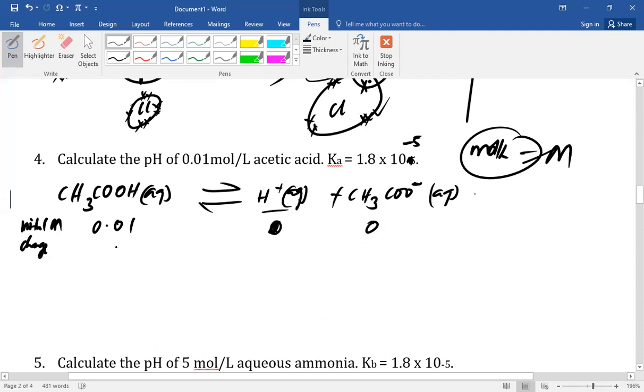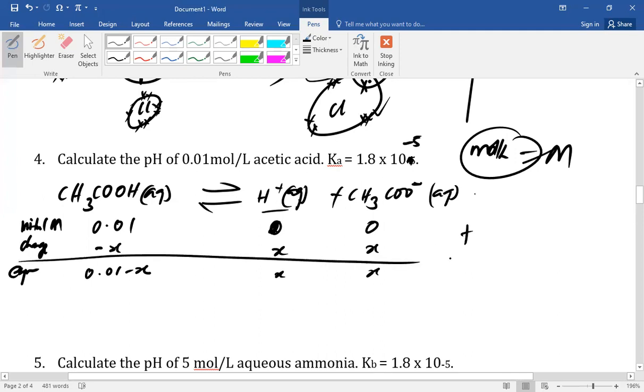And then there is what we call change. So the change is there in terms of balancing. We haven't put any numbers. So this is going to be negative x because it's going to be reducing while the product will be increasing. So here it's positive x. And then we can have now equilibrium. What's the equilibrium concentration? Here it will be 0.01 minus x. And this will be just x. And then this will be x.